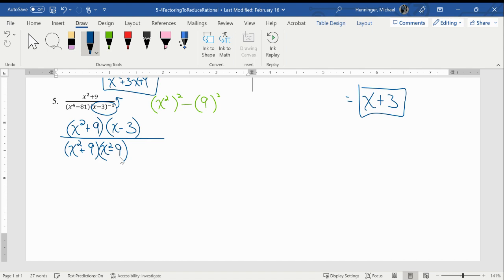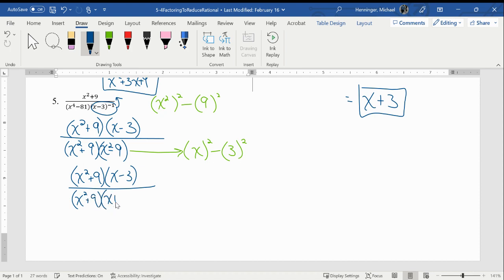Great. Now hang on just a second here. This x squared minus 9, that's another difference of squares. What are we squaring to get x squared? And to get 9? Okay, so that means that this can factor even further. Okay, so up top we've got x squared plus 9 times x minus 3. And in the denominator, we've got x squared plus 9 times x plus 3, x minus 3.